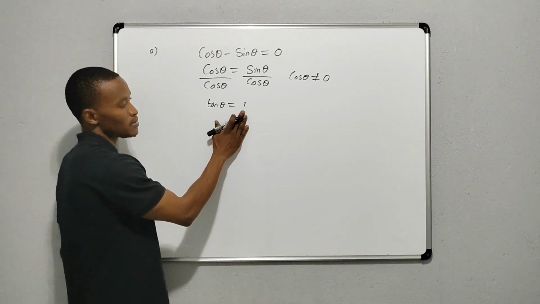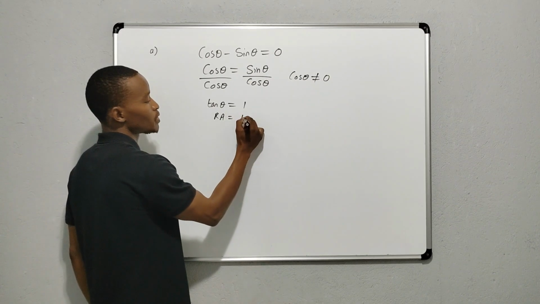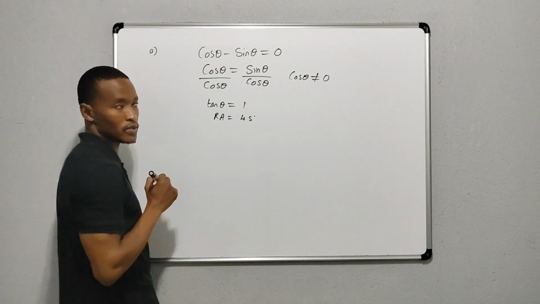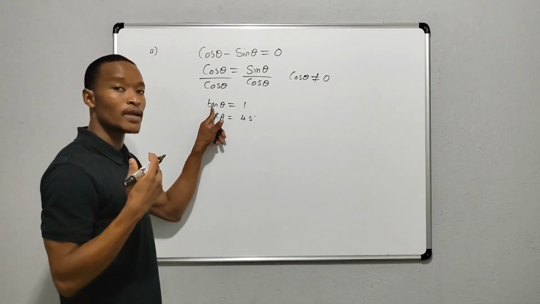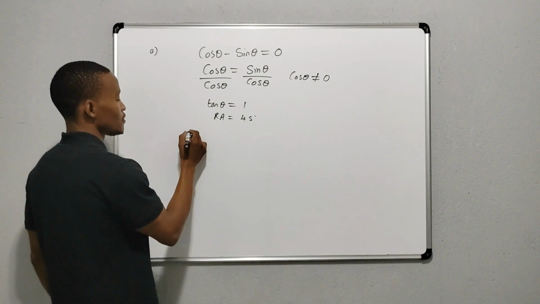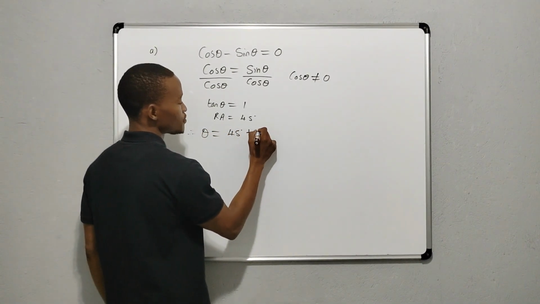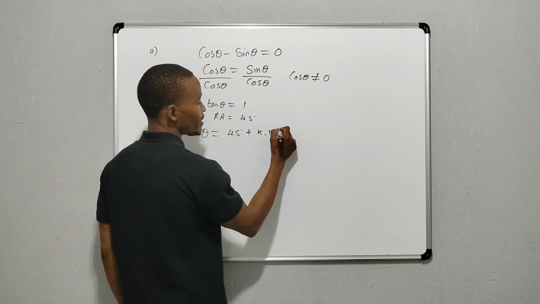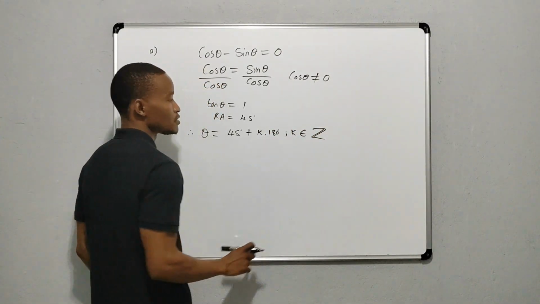Tan theta is equal to 1. What is our reference angle? It will be 45 degrees. Okay, what is the period of the tan function? We know that to be 180 degrees. So therefore, the general solution is 45 degrees plus k times 180 degrees, and k is an element of integers.